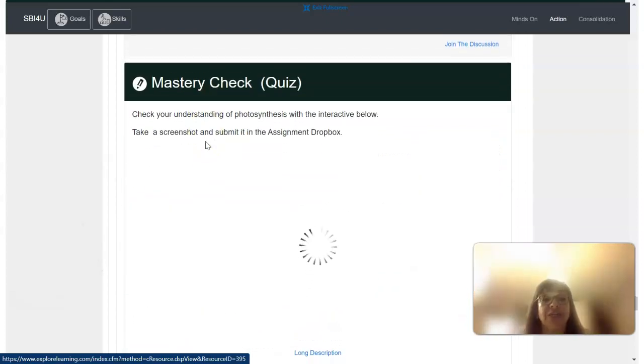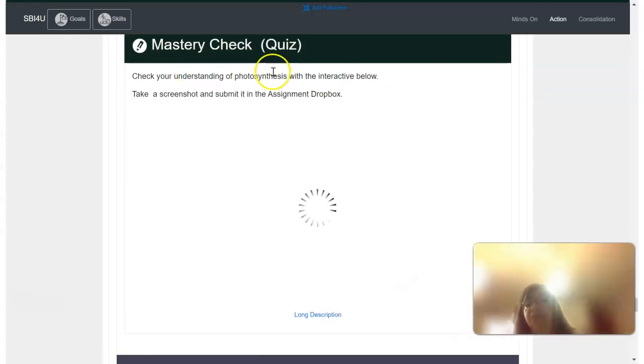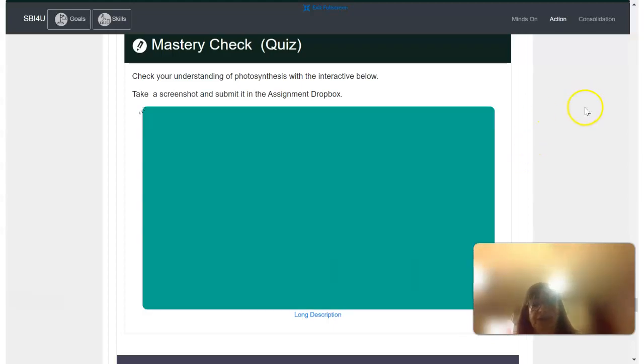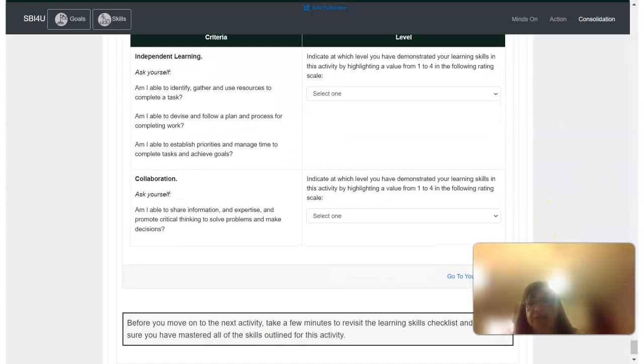Finally, the mastery check is a quiz. You're going to complete an interactive with questions here, by dragging and dropping some labels, and then take a screenshot of the completed work, and post it in the assignment Dropbox. That's it. So this is your quiz, and that's it for today.